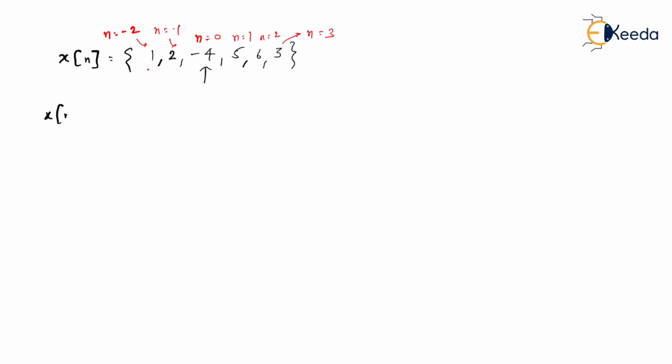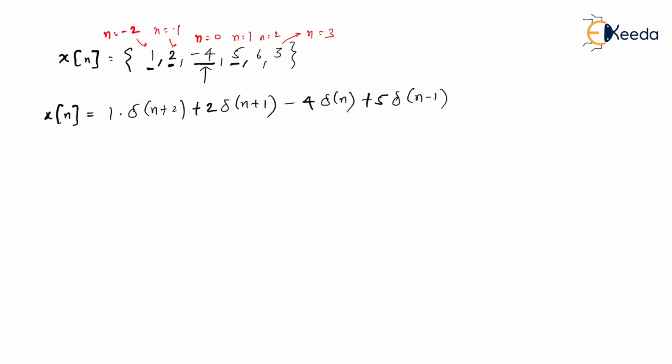So now I can write x of n equal to, first of all, amplitude is +1, coefficient is +1. I can write del of n minus 2, means I have to write +2 here. Then coefficient is +2, del of n plus 1. Then at n equal to 0, amplitude is -4, therefore coefficient is -4, del of n, because it is present at n equal to 0 position. Then amplitude is 5, then I suppose to write +5, del of n minus 1 for n equal to 1. Then we have amplitude 6, so I'll say +6, del of n minus 2.